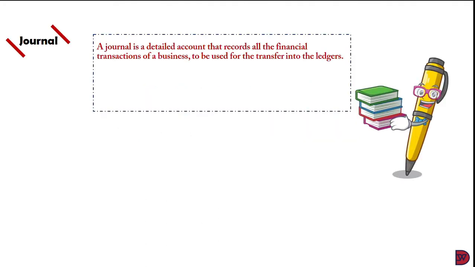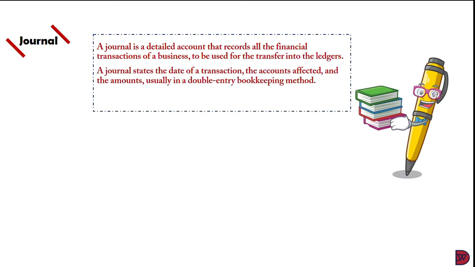Now, a journal is a detailed account that records all the financial transactions of a business to be used for the transfer into ledgers. Now, a journal states the date of a transaction, the account affected, the amount, usually in the double entry bookkeeping method. Now, this is done usually in words rather than in a T account. So for journals, we have it for every transaction that happens. So we have a sales journal, a purchases journal, we can have a cash receipt journal, a cash payment journal. We can also have receivables, payables, and what have you.